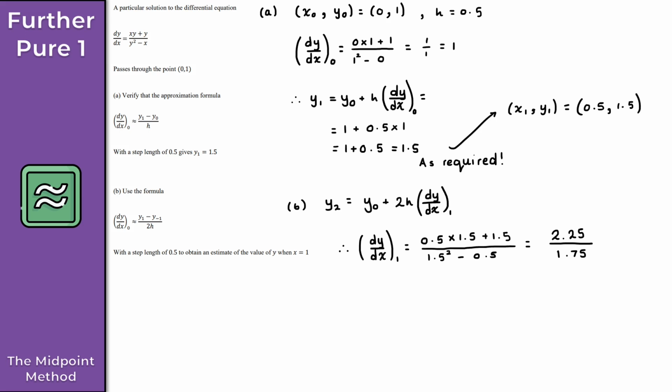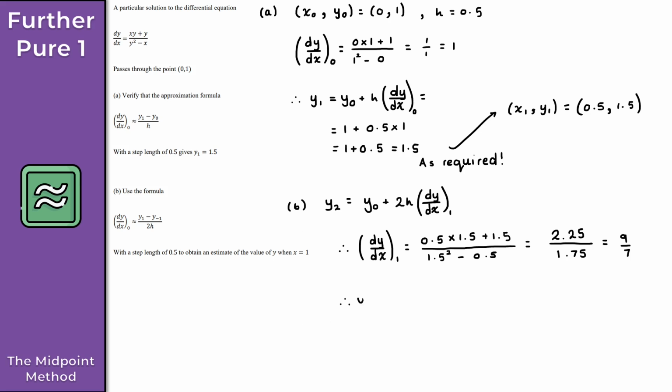So not the nicest number here, so I'll give it an exact form. This is 9 over 7. So rather than writing this as a decimal, let's just keep it in exact form. We now have everything I need to find y2, or to find an estimate for y2.